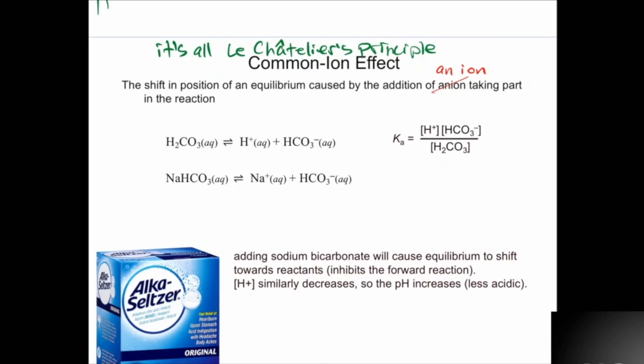So here's a case. Let's say you're going to take some Alka-Seltzer. Anyone taken Alka-Seltzer before, when you have an upset stomach? Your stomach's upset because you have too much gastric acid in there. The pH is getting too low. And you get acid reflux and all that nasty stuff. So you take Alka-Seltzer. Alka-Seltzer is sodium bicarbonate.